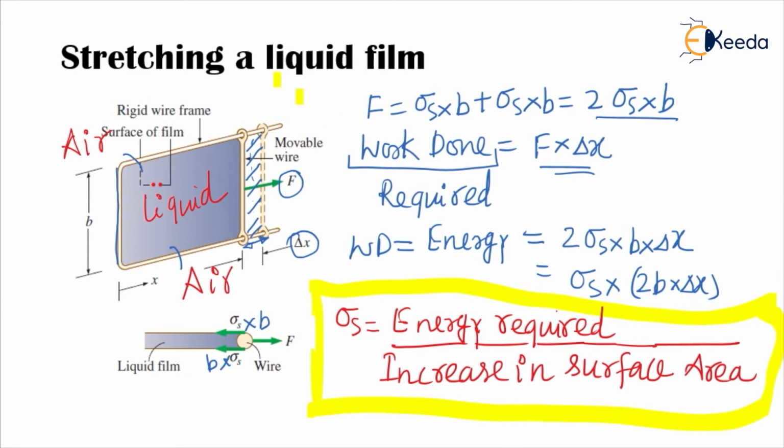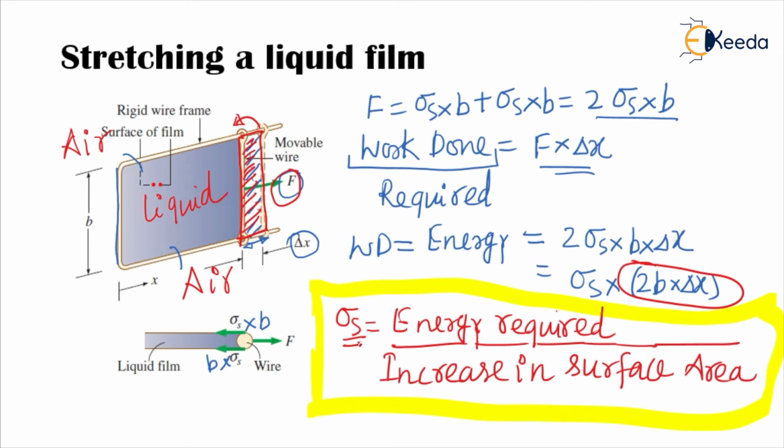Now, don't get confused with this area. Some students will ask, sir, why is this 2b into delta x? Look at this. This height is b, this length is delta x. So this is only one side of the area. There is another side at the back of this, so that will be twice the area. So b into delta x into 2 will be the total surface area to be increased by applying this force F, and the energy required can be expressed in terms of surface tension.